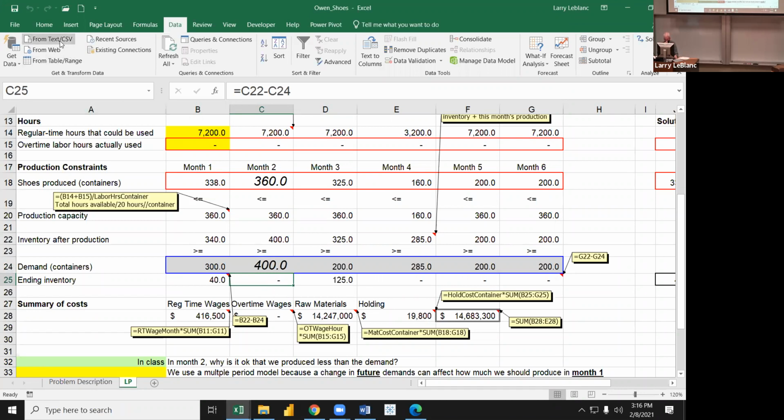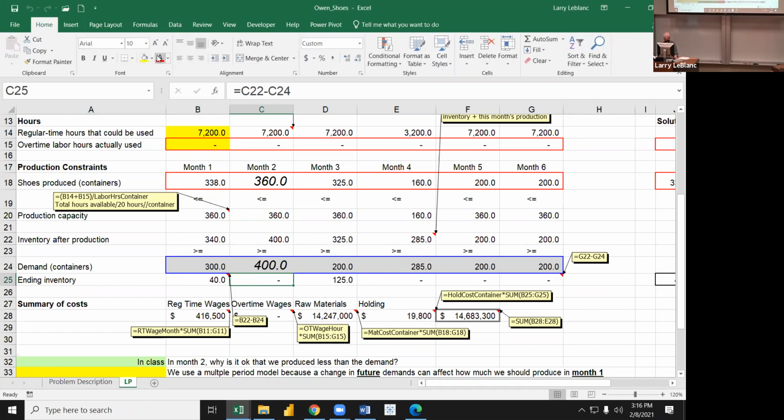Ending inventory is 0. I did misspeak. I will color a cell. That's light blue, bluish green, turquoise. Nothing left over. We produce 325. We need 200. We produce 325. We have inventory of 325. We need 200. 125 is inventory.